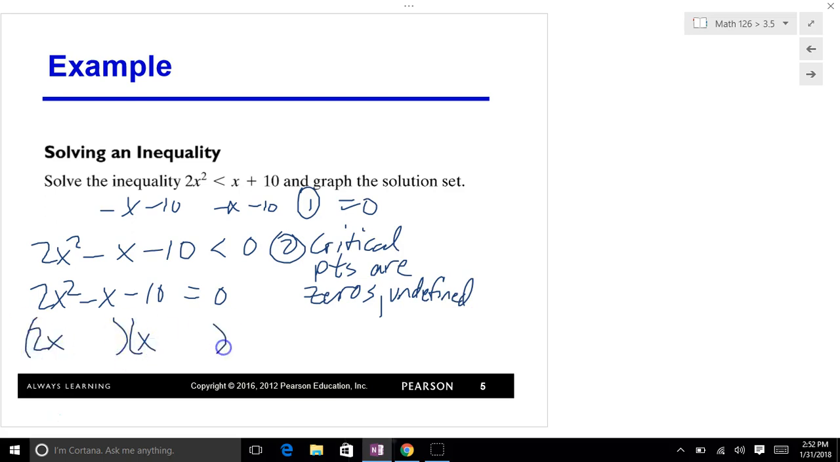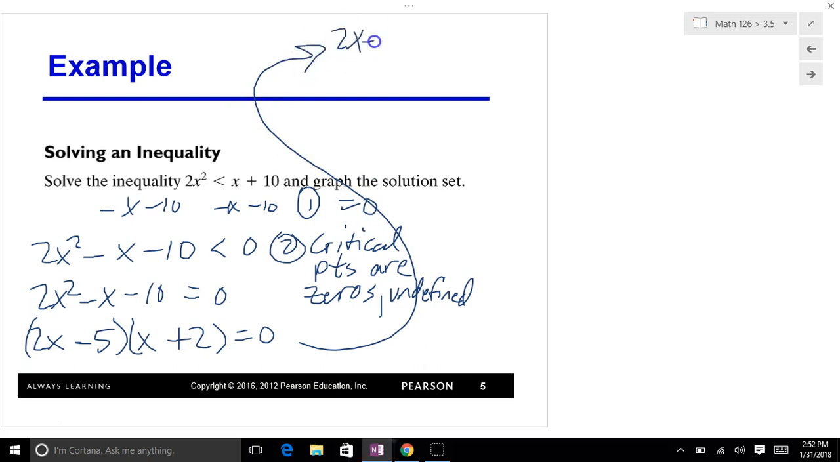Okay, 2x and x, that'll give us the 2x squared. Looks like it's going to be minus 5 and plus 2 will work out. And then make sure you check that: 2x squared plus 4x minus 5x minus 10.